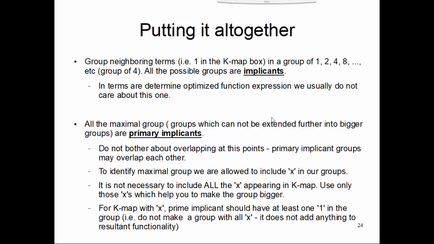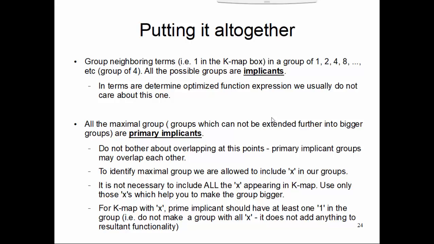Now, when you are determining the prime implicants from a K-map, first do not bother about overlapping at this point. Groups may overlap each other. To identify a maximal group, we are allowed to include X in our group, but if and only if it helps us make a bigger group. It is not necessary to include all the X's appearing in the K-map. Some X's can be left out. Use those X's only if they help you make a bigger group.